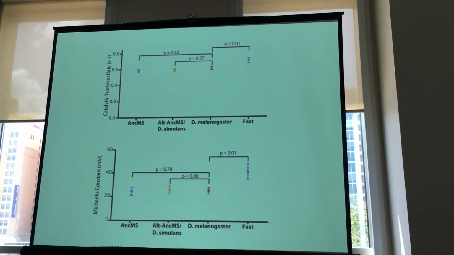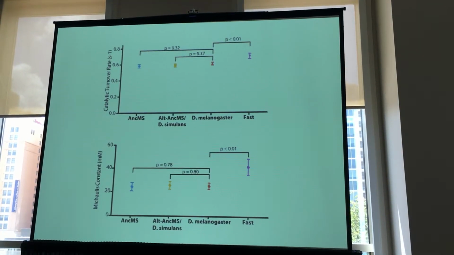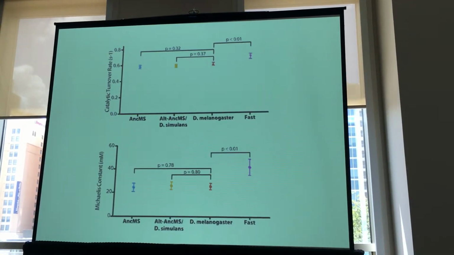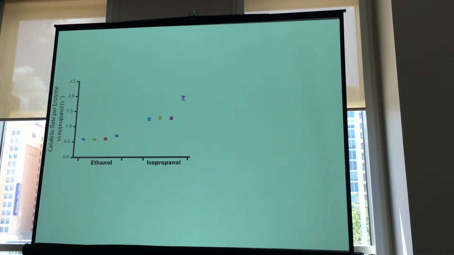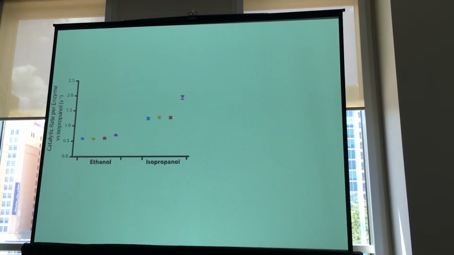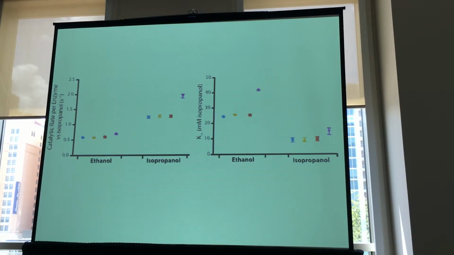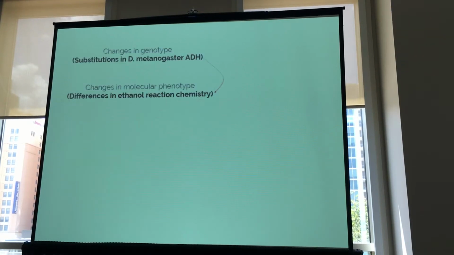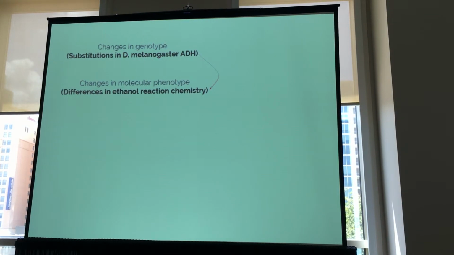And same with the Michaelis constant, which describes enzyme behavior at subsaturating concentrations of ethanol. So at the protein biochemistry level, there does not appear to be divergence in function on the melanogaster lineage for ADH. And this is not unique to ethanol. I've characterized this across other alcohols. And here, for example, in isopropanol, we see the same pattern qualitatively, although quantitatively it is different for both the catalytic rate and for the Michaelis constant. Okay, so the first prediction of this hypothesis does not hold.